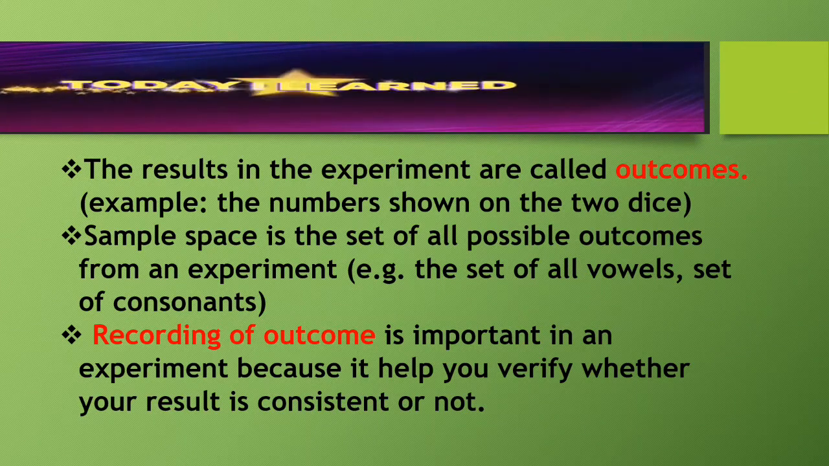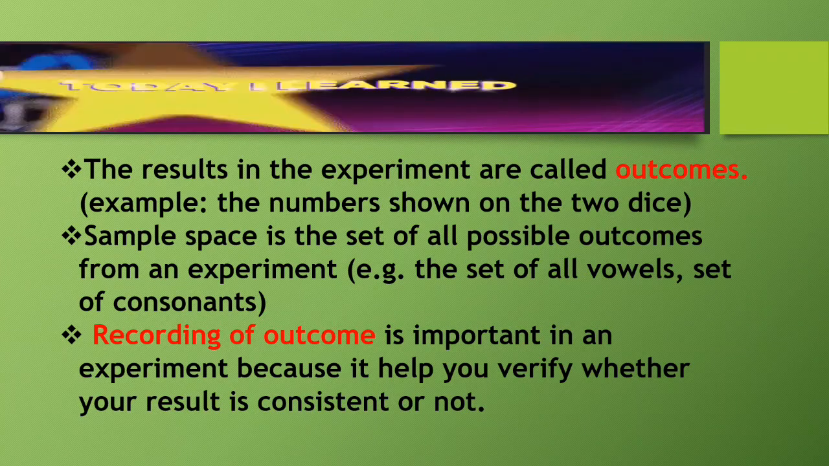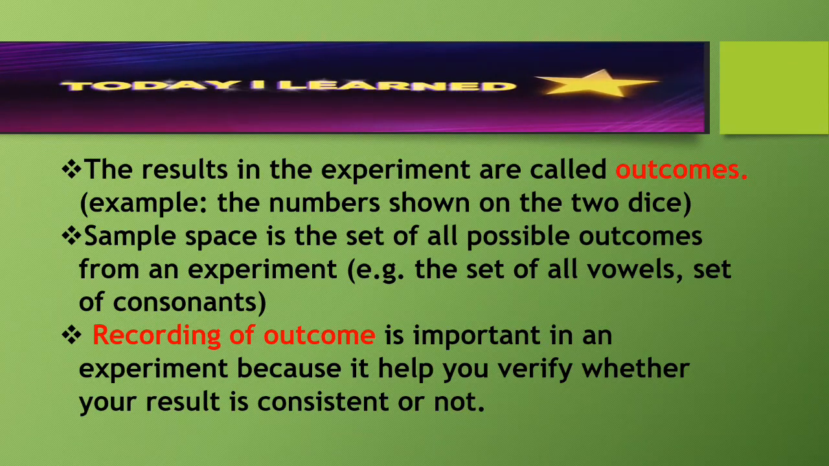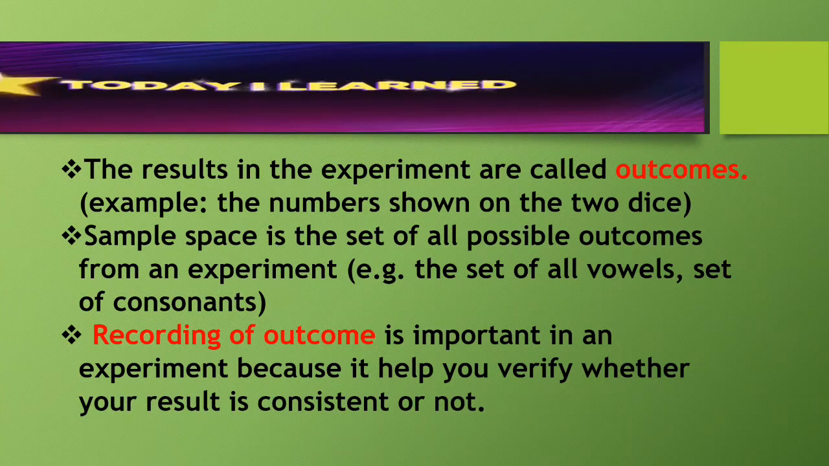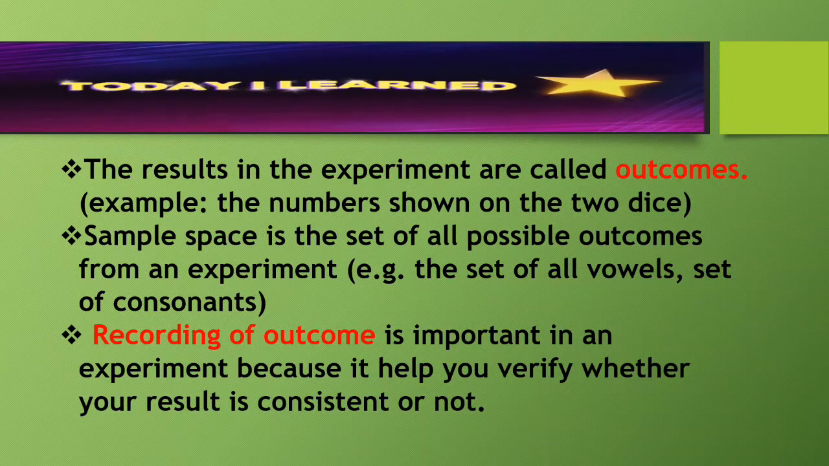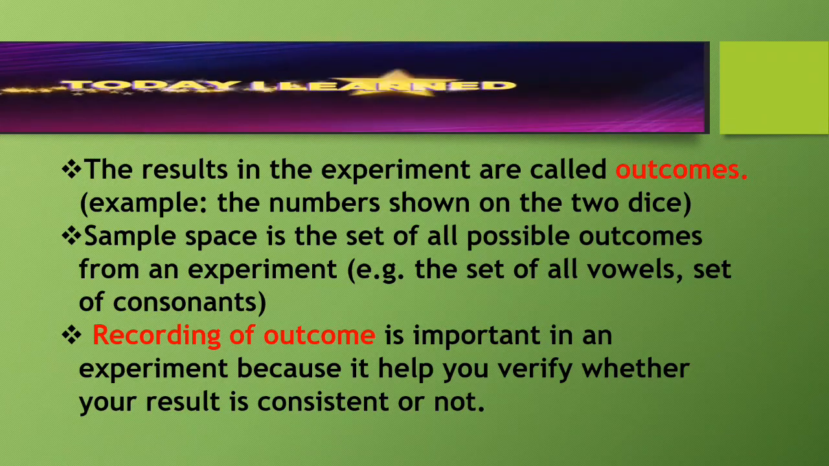The recording of outcomes is important in an experiment because it helps you verify whether your results are consistent or not. So that is why the recording of outcomes is important, because this is how you are going to verify if your results are true or not. Got it, class?